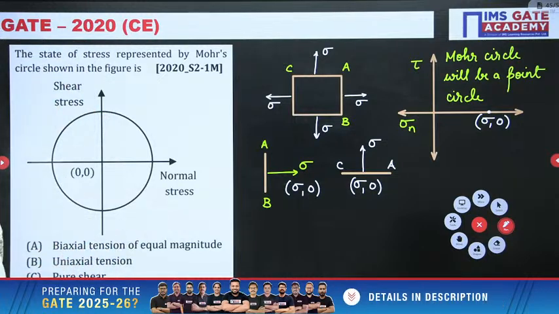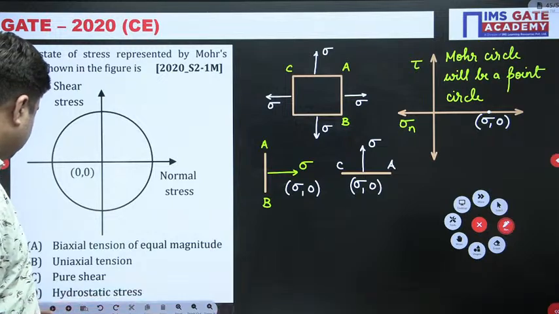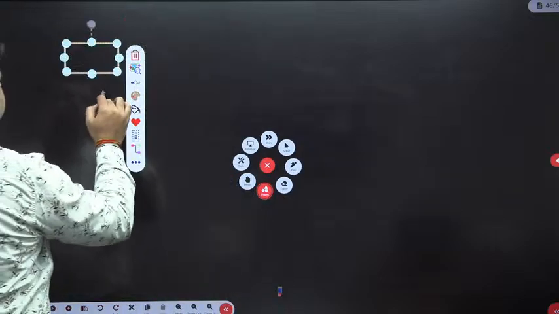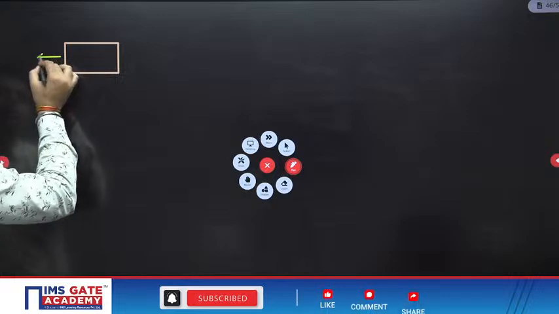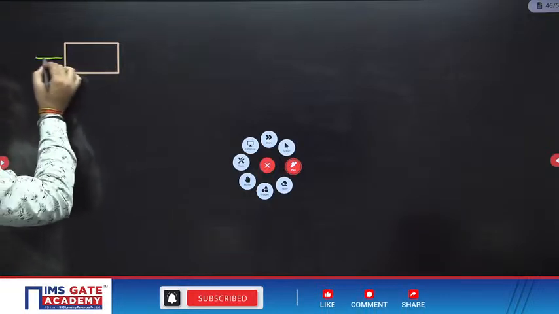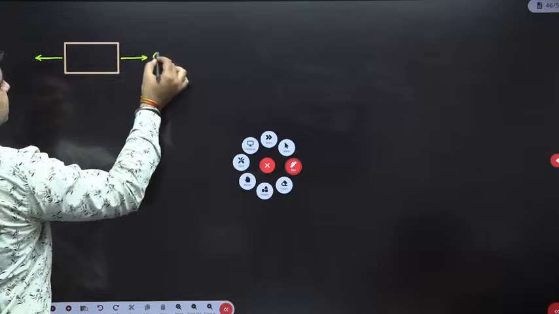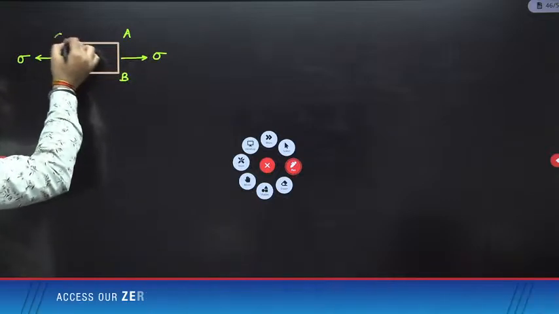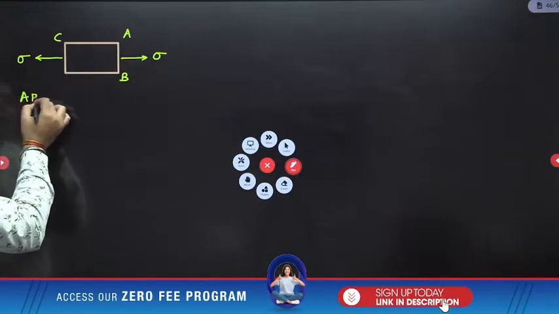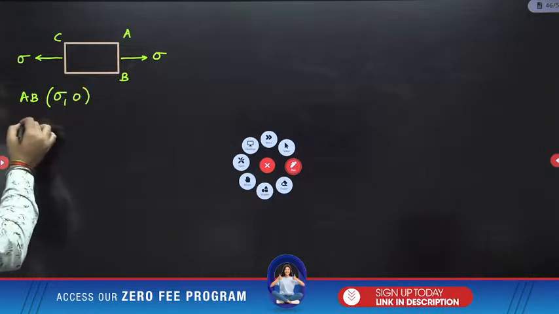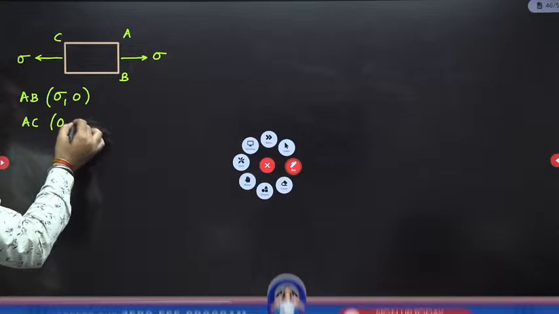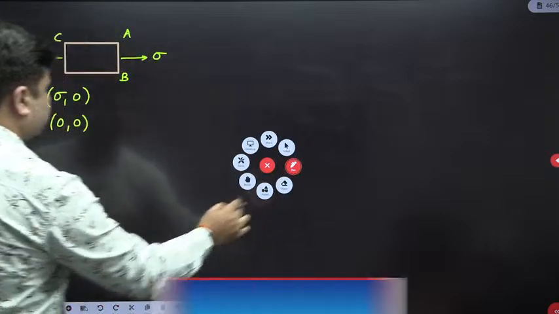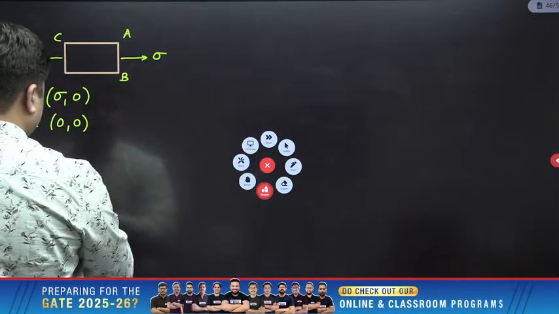The second one is uniaxial tension. For uniaxial tension, this is how your Mohr circle will look. You have only one stress, sigma, acting like this. So this is plane AB and plane AC. For plane AB, the coordinates will be sigma comma 0, and for plane AC, the coordinates will be 0 comma 0. You just have to plot these values on the normal stress versus shear stress axes and draw the Mohr circle.